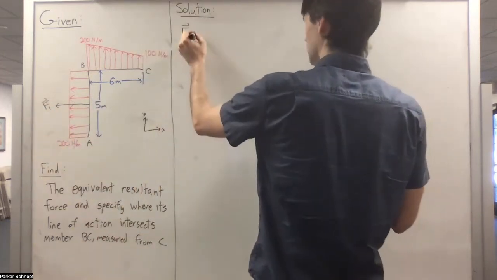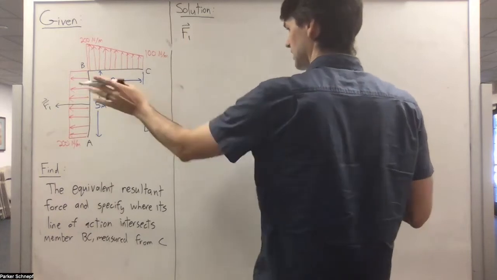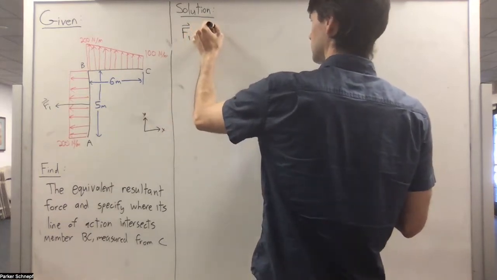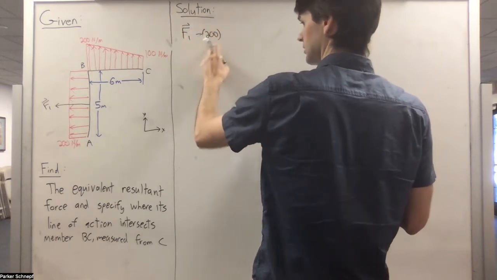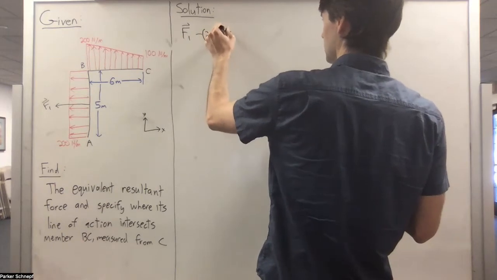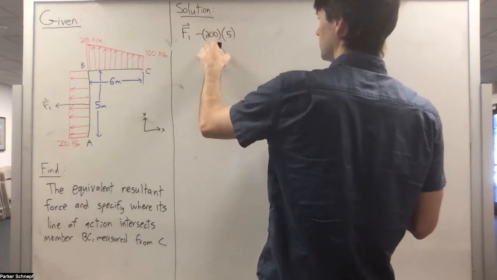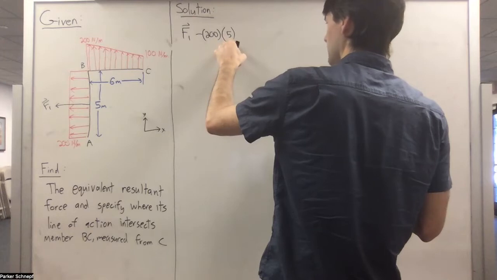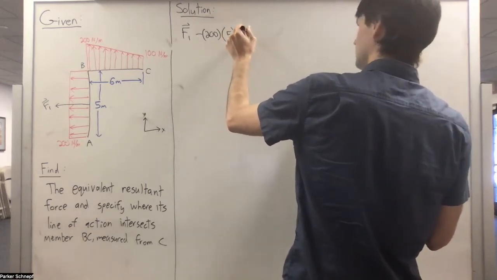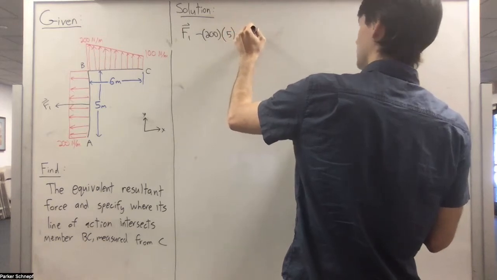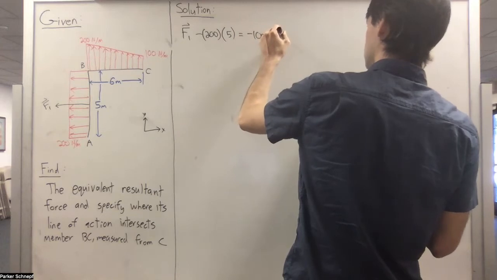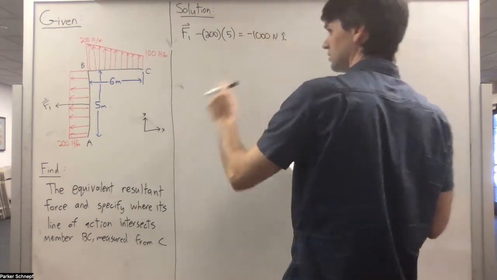So force 1 is going to be going in the negative x direction. So minus 200 is the height, 200 newtons per meter, and then we got to times that by the distance it travels over, which is 5 meters. So 200 newtons per meter times 5 meters leaves us with units of newtons. It's going to be minus 1,000 newtons, and that is in the negative z direction.